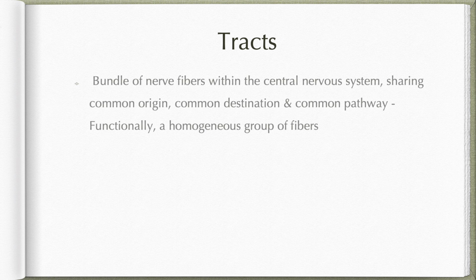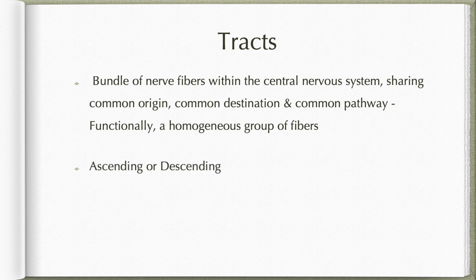Tracks are defined as a bundle of nerve fibers within the central nervous system, sharing common origin, common destination, and common pathway. Functionally, these are a homogeneous group of fibers. The tracks can be ascending tracks, connecting a lower center in the central nervous system with a higher center, or a descending tract connecting a higher center in the central nervous system with the lower center.